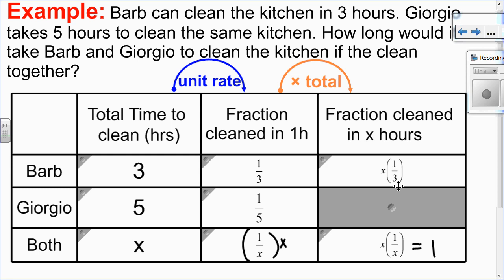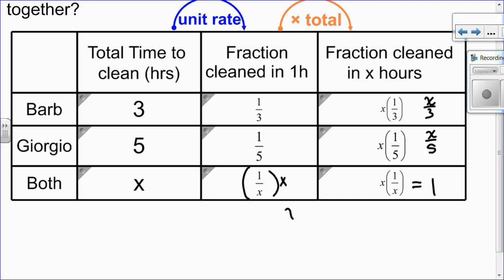So let's look at Barb's contribution. So x times 1 over 3 is x over 3. So however long it takes, Barb contributes a third of those hours. However long it takes, Giorgio contributes 1/5 of that time. So my equation is going to be x over 3 plus x over 5 equals 1. So this number will always be 1 because that is 100% of the job, all of the job.